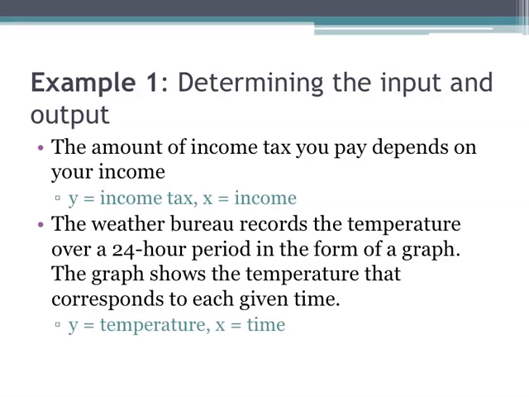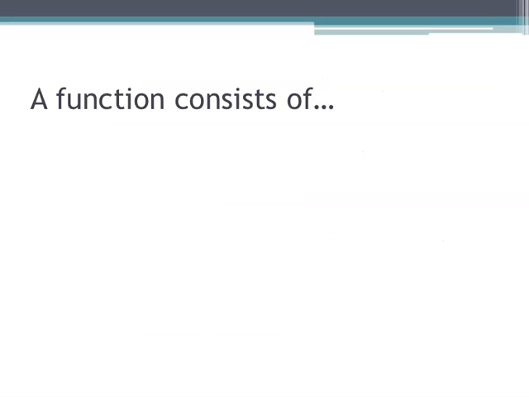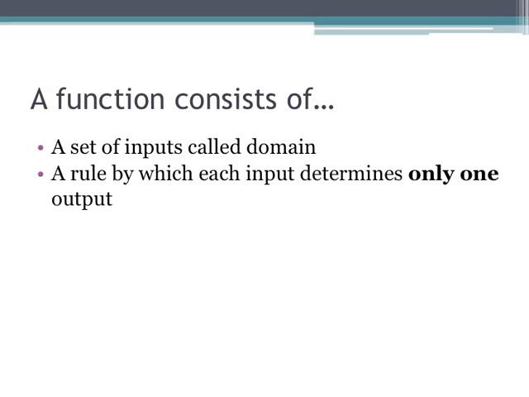All right, so when we talk about a function, we want to think of a function as three things. First, a set of inputs called the domain, so these are your x values. Some rule, which really is just another way to say an equation, by which each input determines only one output. And thirdly, a set of outputs called the range.